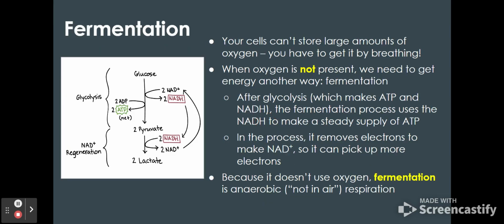Your cells can't store large amounts of oxygen. You have to get it by breathing. When oxygen is not present, we stop breathing or we don't breathe enough, so we need energy another way. We need to do fermentation. After glycolysis, which makes ATP and NADH, the fermentation process uses that NADH to make a steady supply of ATP. In the process, it removes the electrons to make NAD+, so that NAD+ can go back to the beginning and pick up more electrons. Because it doesn't use oxygen, fermentation is what we call anaerobic, or not in air, respiration.